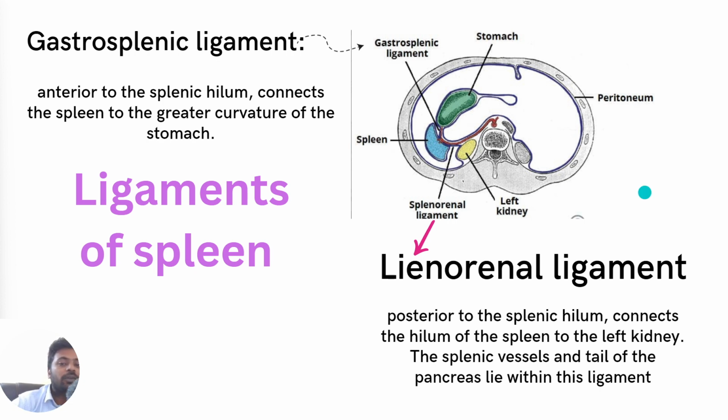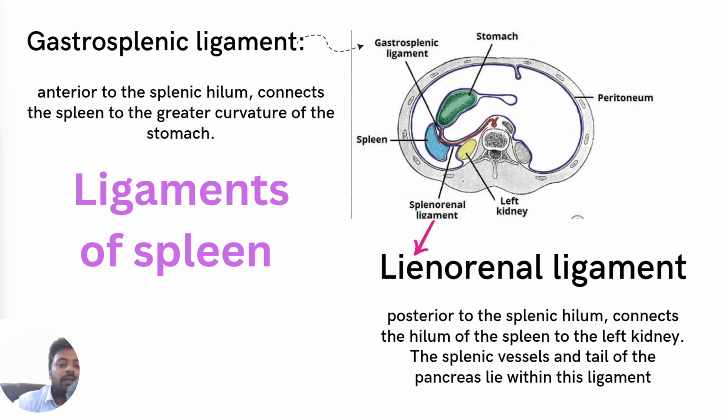First one is the gastrosplenic ligament. Gastrosplenic ligament is anterior to the splenic hilum and connects the spleen to the greater curvature of the stomach. So the gastrosplenic ligament is connecting the spleen to the greater curvature of the stomach. And the second one is the splenorenal ligament. This ligament is posterior to the splenic hilum, connects the hilum of the spleen to the left kidney.